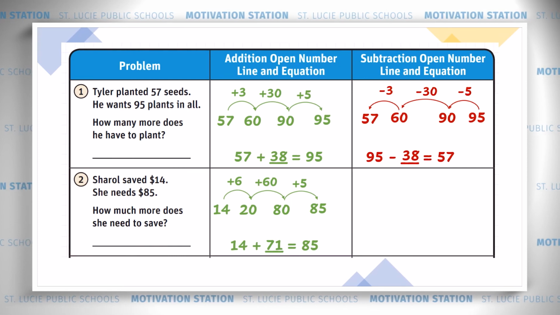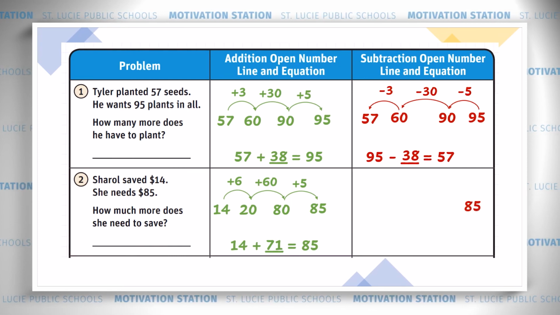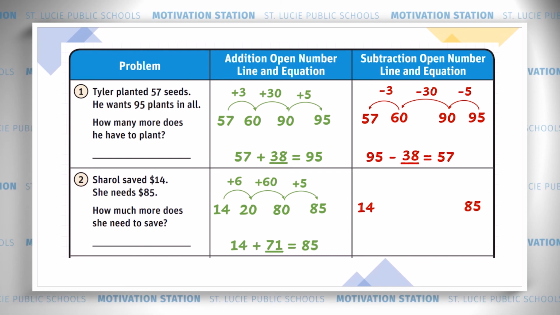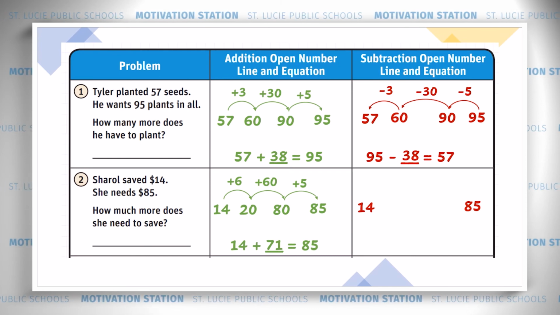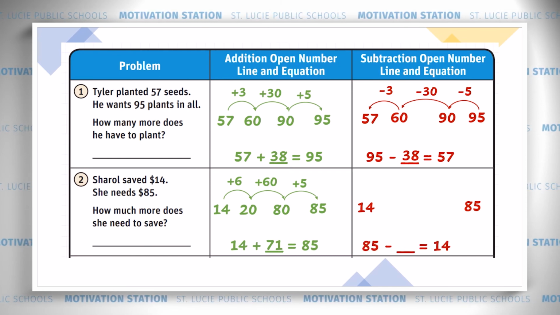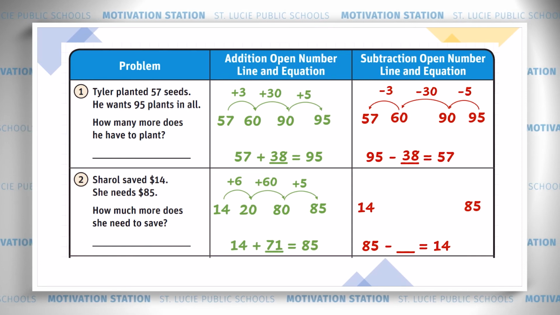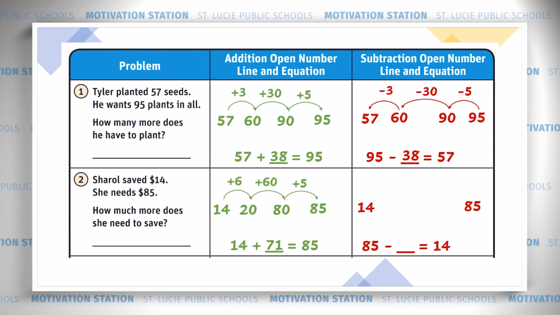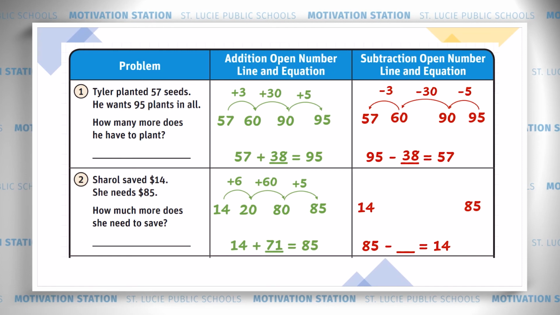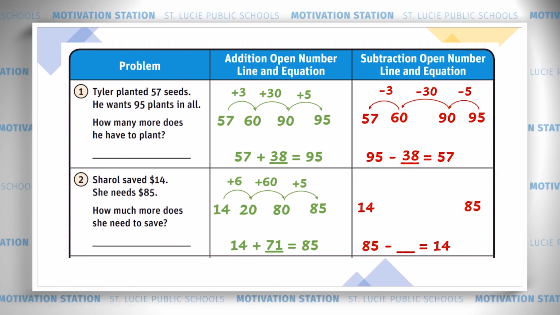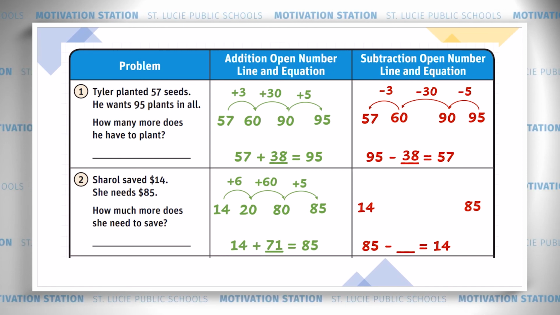Here we go. Subtraction. I start with my whole. I'm trying to get to my part. So I have 85, and I'm trying to get to 14. So my equation is 85 minus blank equals 14. Go ahead and make sure you have that written down in your workbook page.